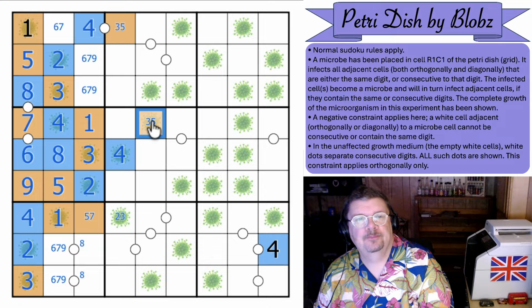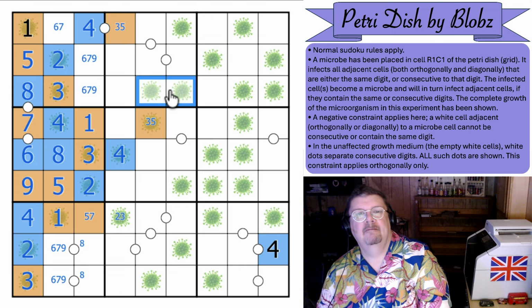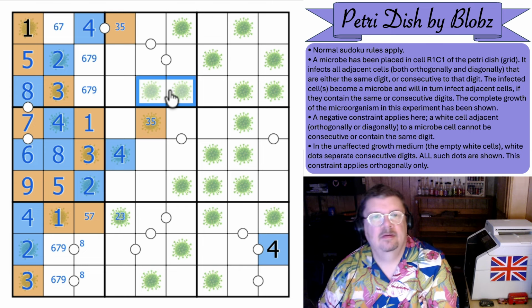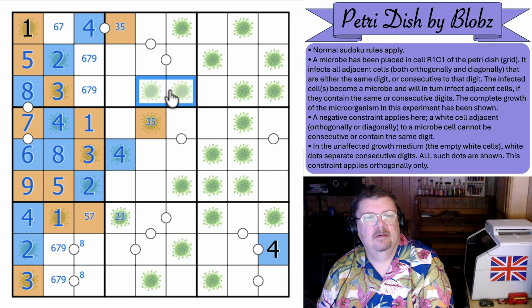Here, either this cell infects both of those, or this infects one of them, and then the one that it infects infects the other. That does not seem entirely obvious to me.